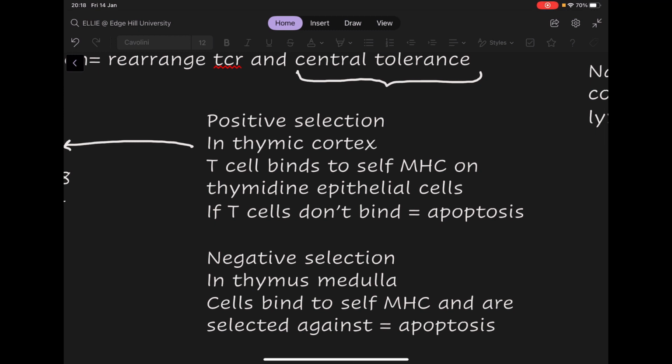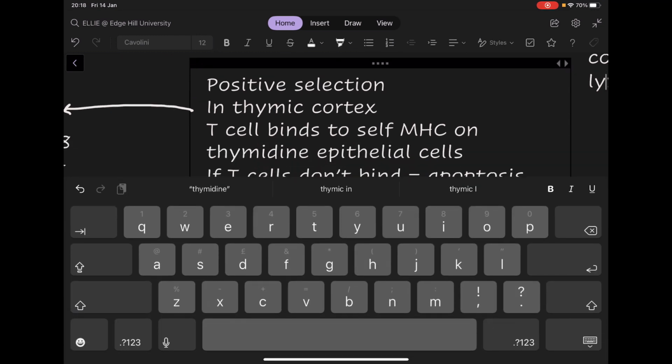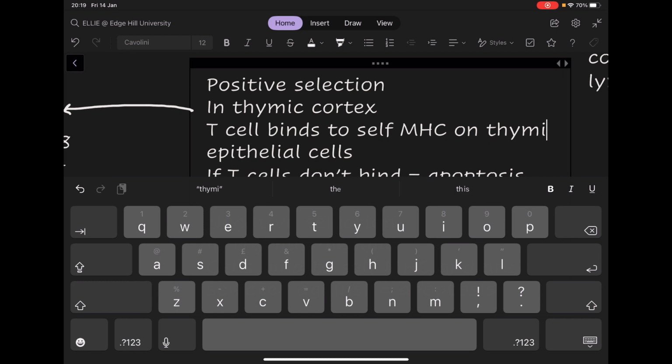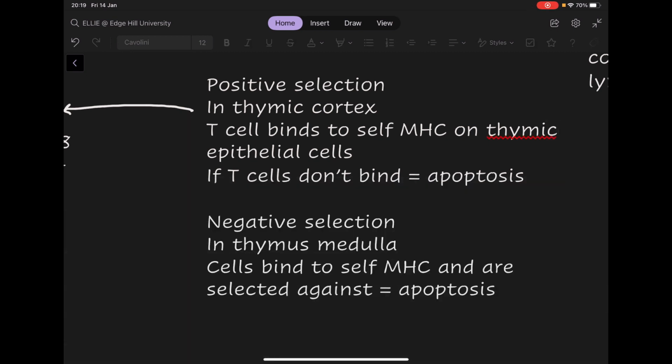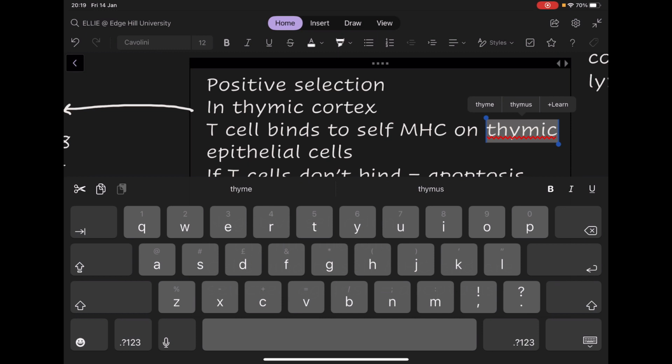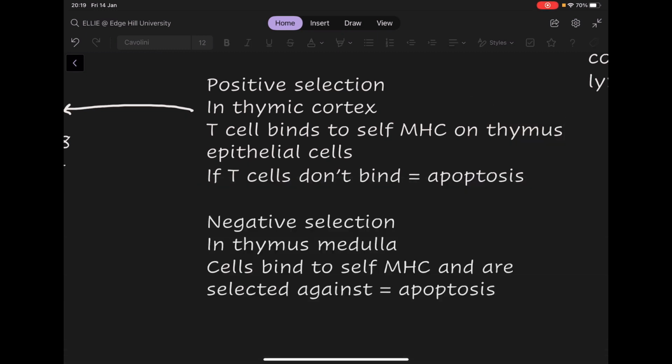Positive selection occurs in the thymic cortex. This relies on a T cell binding to self cells. The T cell has to bind to self MHC molecules on the thymic epithelial cells, the epithelial cells of the thymus. If they don't bind, then they die by apoptosis. So in positive selection, the T cells have to bind to the MHC, otherwise they die.